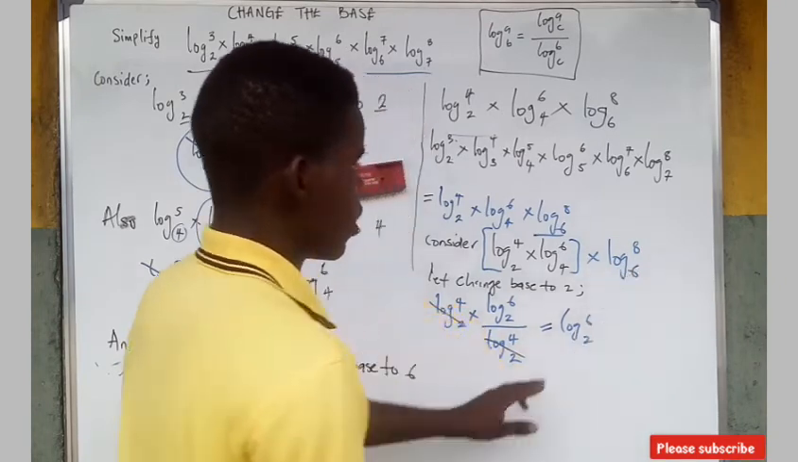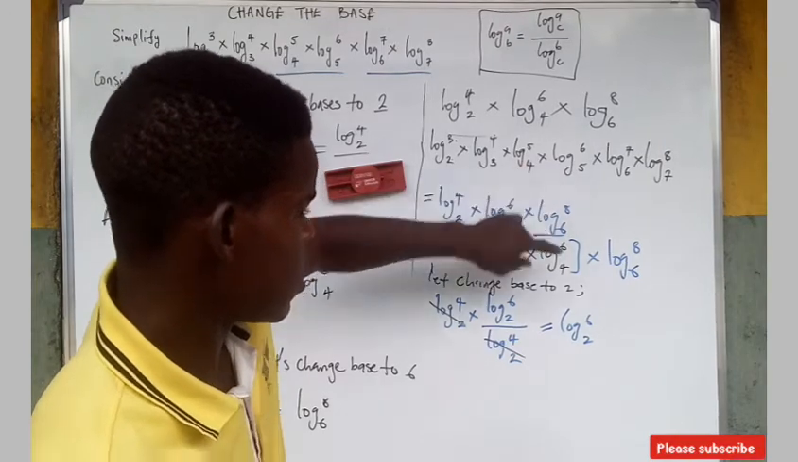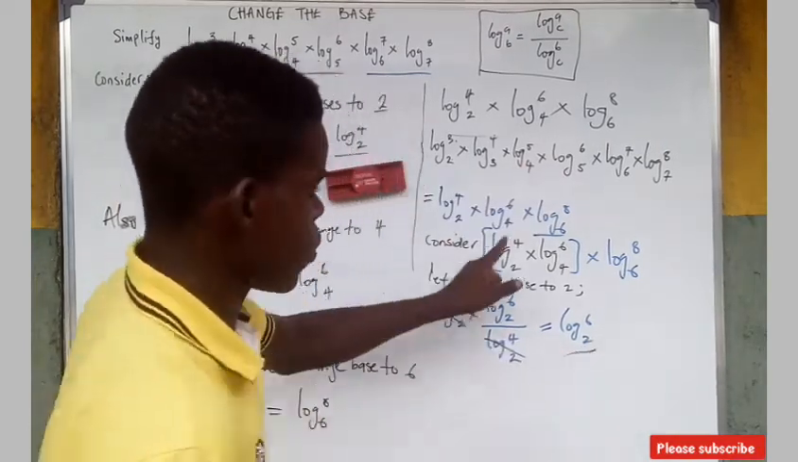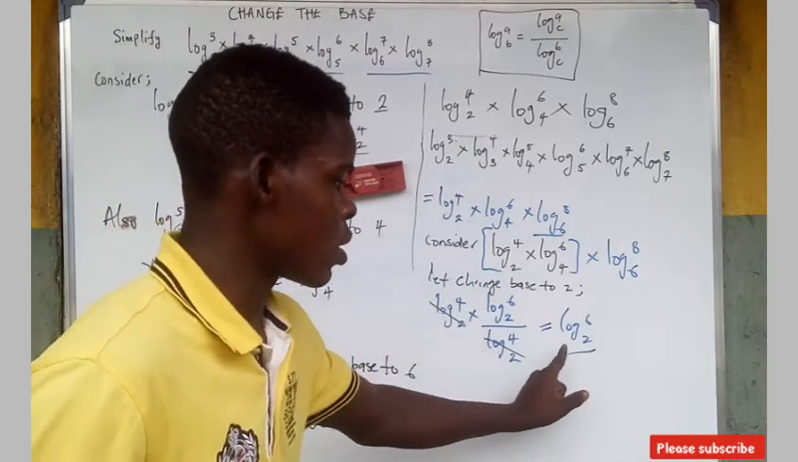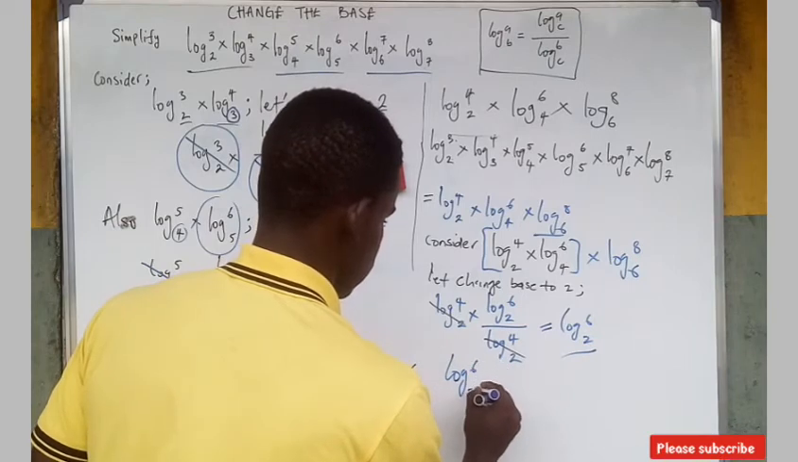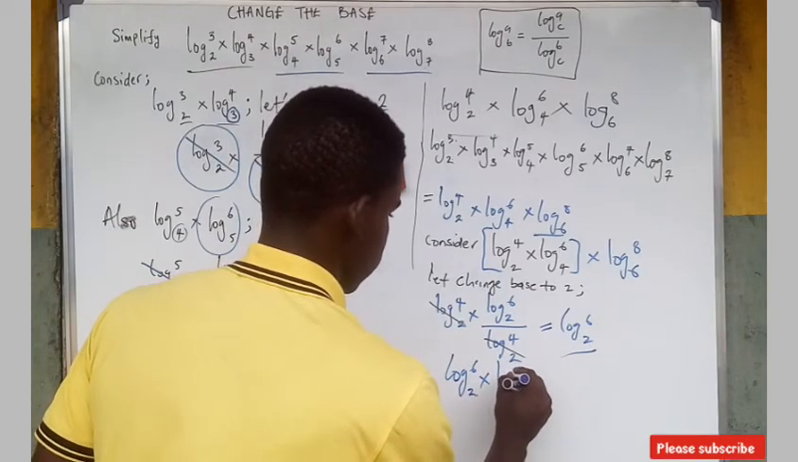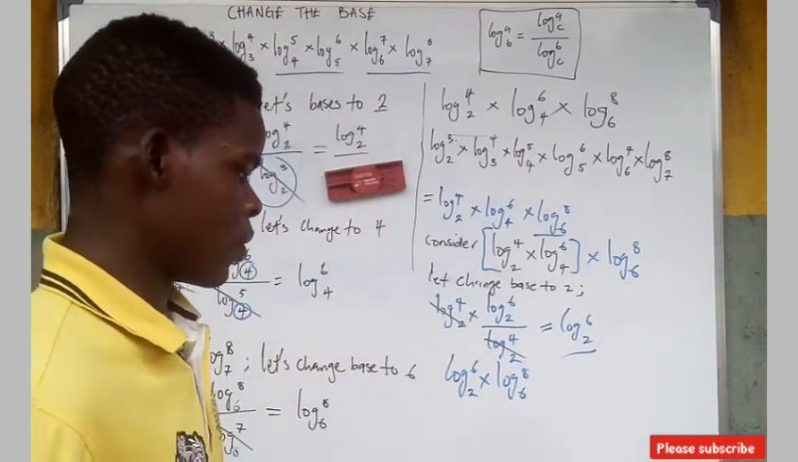Now remember that this was multiplied with this, so we're still having log 8 to base 6 left. We have that log 4 to base 2 times log 6 to base 4 is equal to log 6 to base 2. That means log 6 to base 2 times log 8 to base 6 is still left.